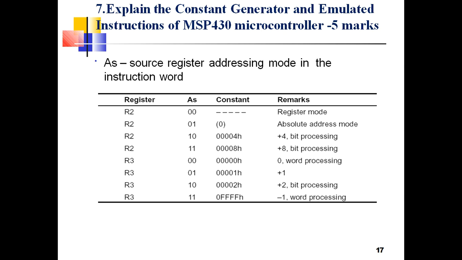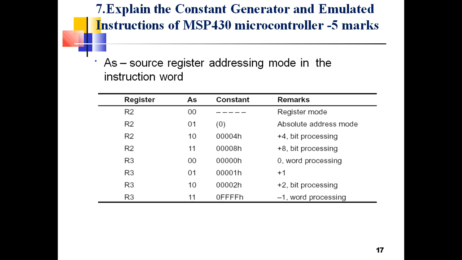Next one: explain the constant generators and emulated instructions of the MSP430 microcontroller. Now we'll see which constant generators are available in the MSP430. Here you can see the tables. I have given all the constant values you can store for different registers. R2 with 00 produces no constant, but operates the R2 register in register mode. Next, R2 with 01 gives 0 and operates in absolute addressing mode.